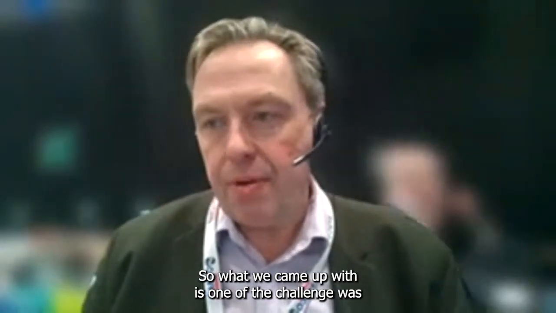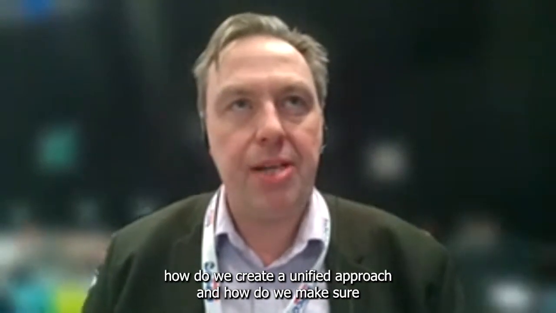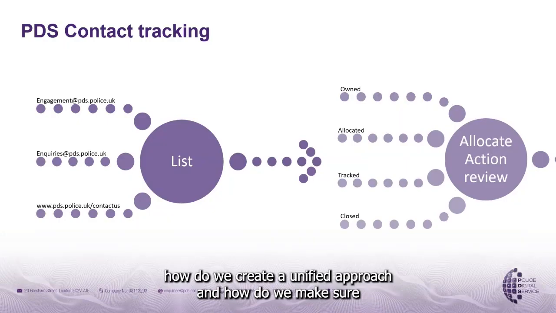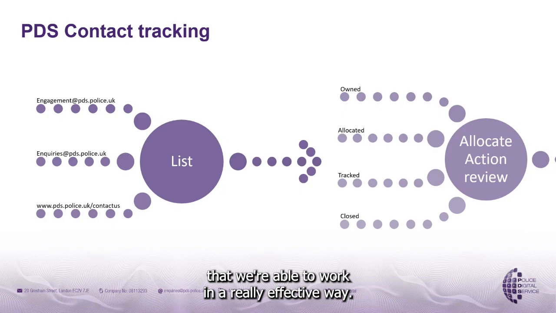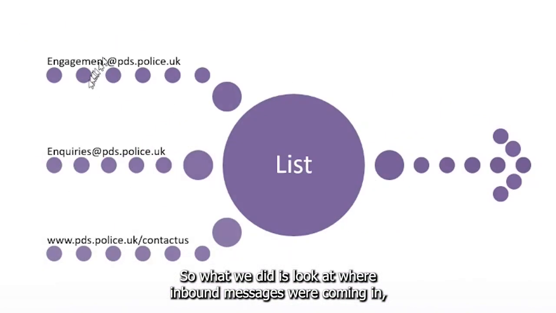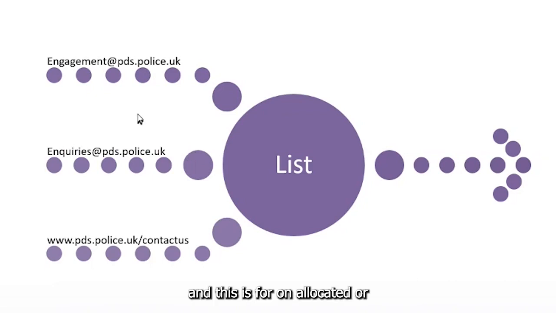So one of the challenges was how do we create that unified approach and how do we make sure that we're able to work in a really effective way. So what we did is look at where our inbound messages were coming in, and this is for unallocated messages, or messages without a specific person going to.